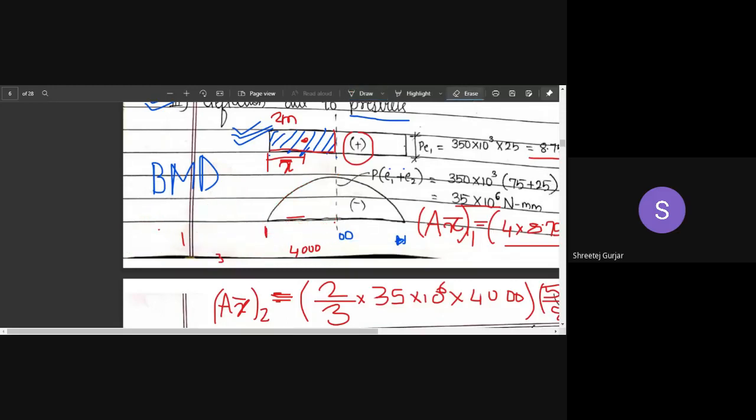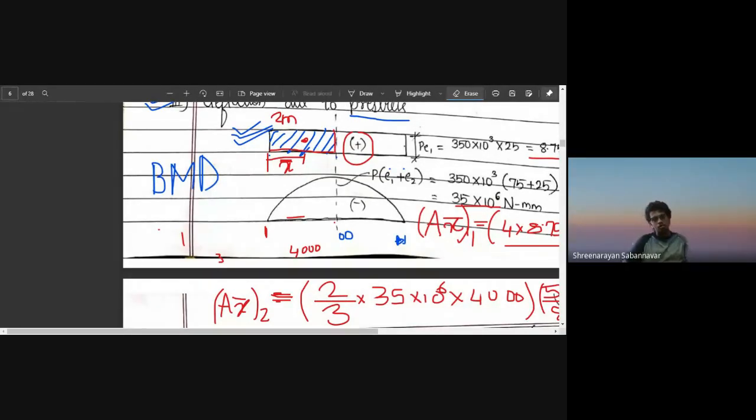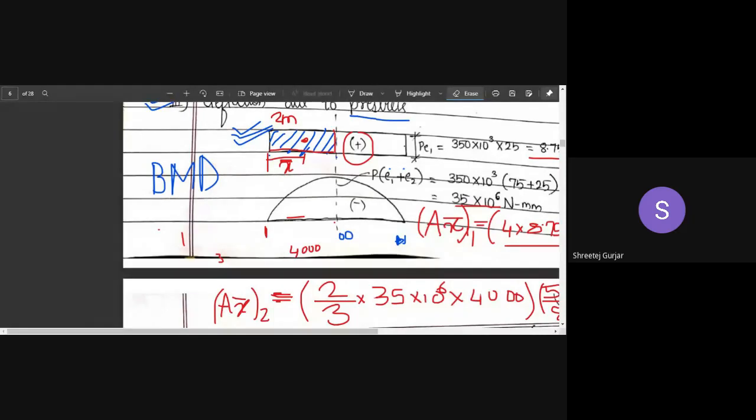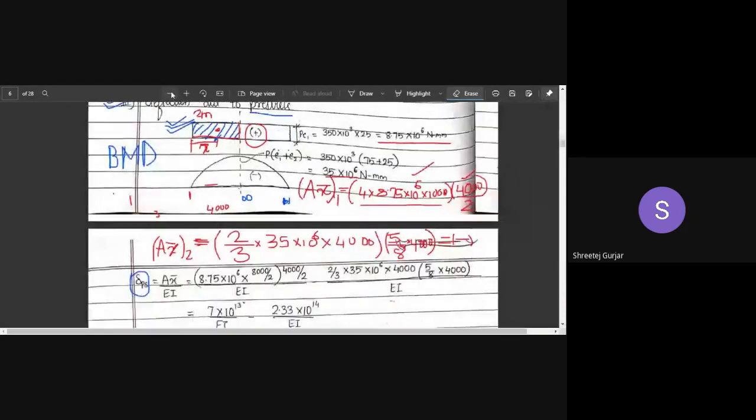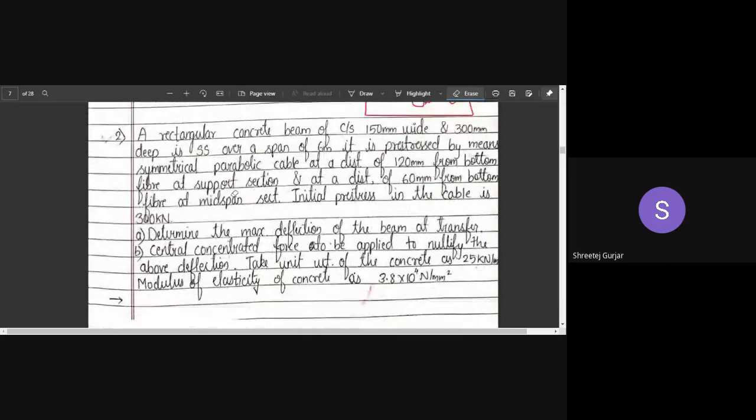Okay, any other doubt? No, sir. No problem. Any doubts, Sri Narayan? No, sir, no doubts. Okay. Moving on to your second numerical.